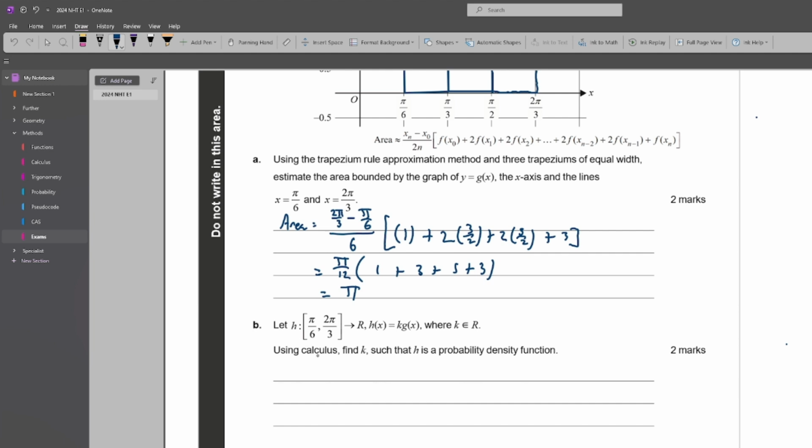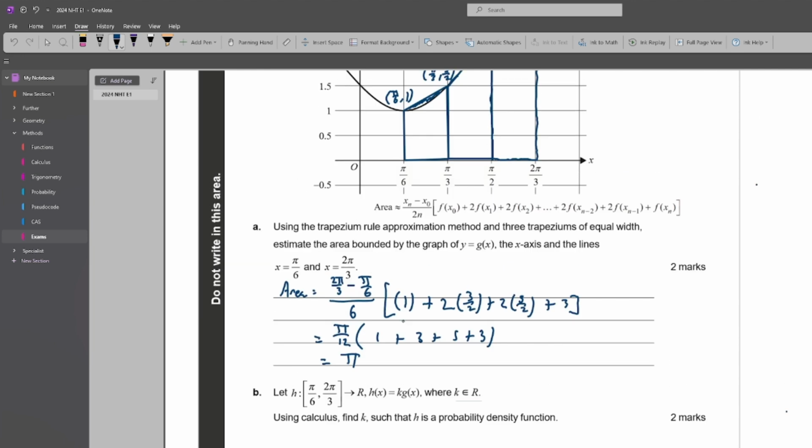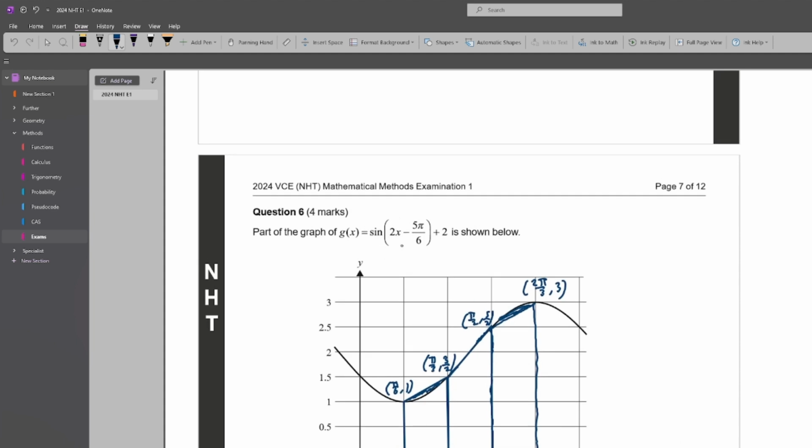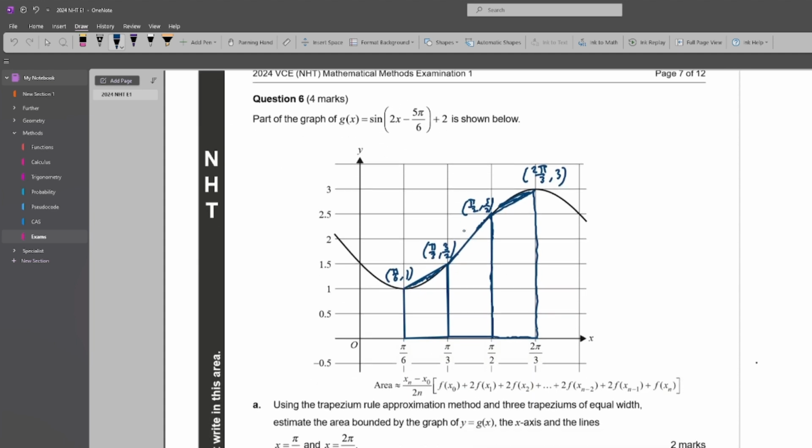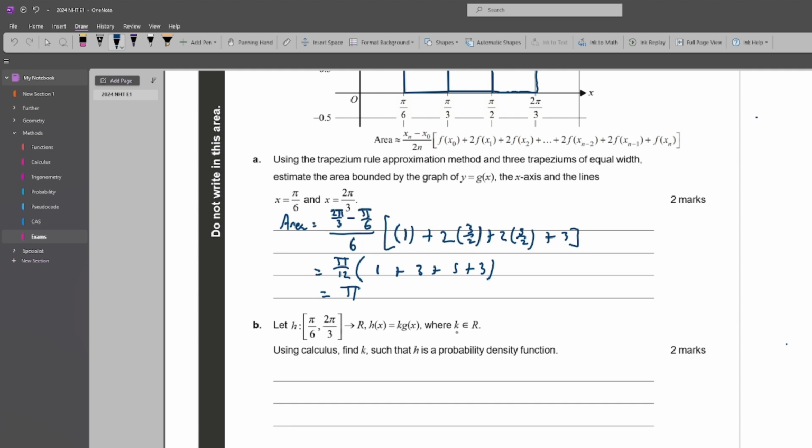Okay, so in part B, we've got h of x, which now has a domain, and it is k times g of x, so some dilation factor from the x-axis that's going to be affecting our function g, not just the sine part, but also the plus 2 part, dilating it from the x-axis, where k belongs to R. Using calculus, find k such that h is a probability density function.